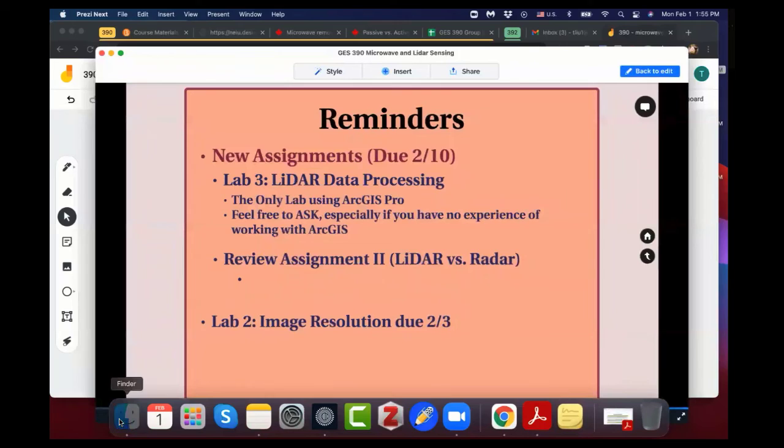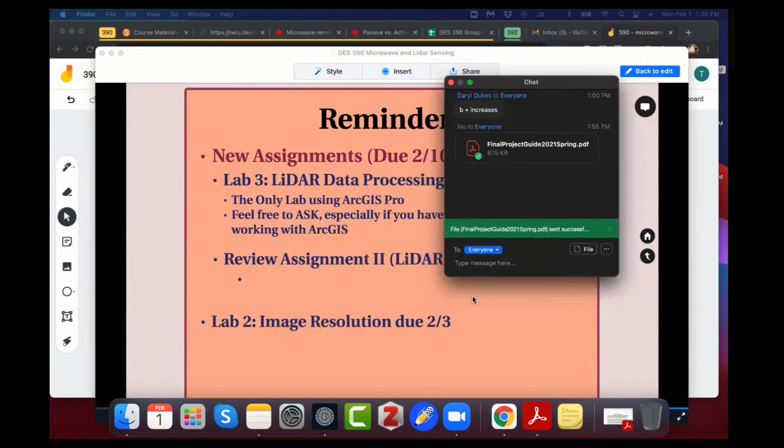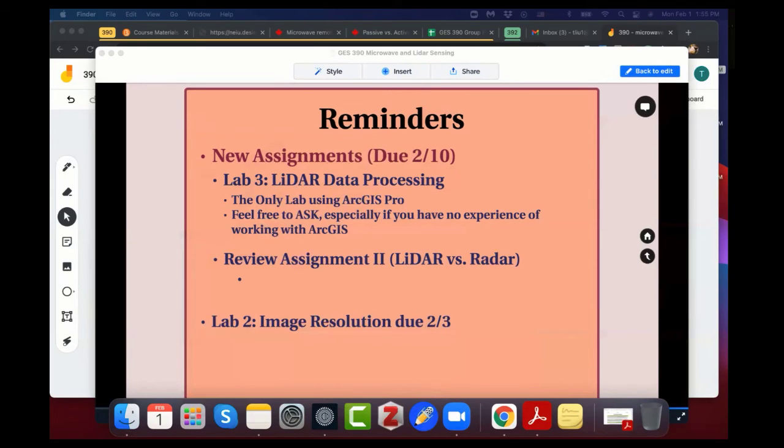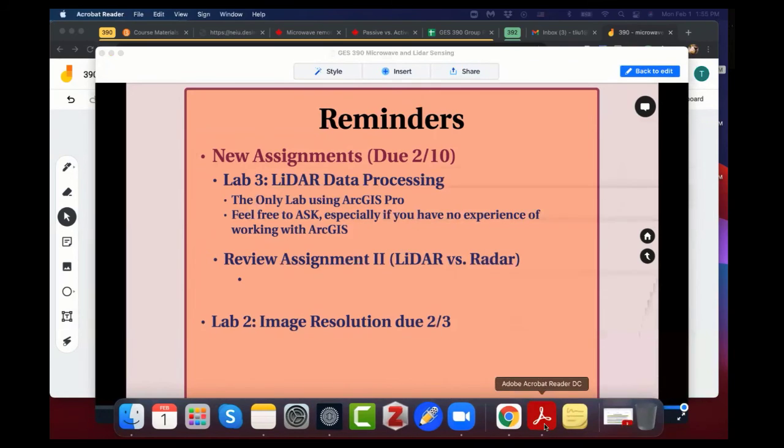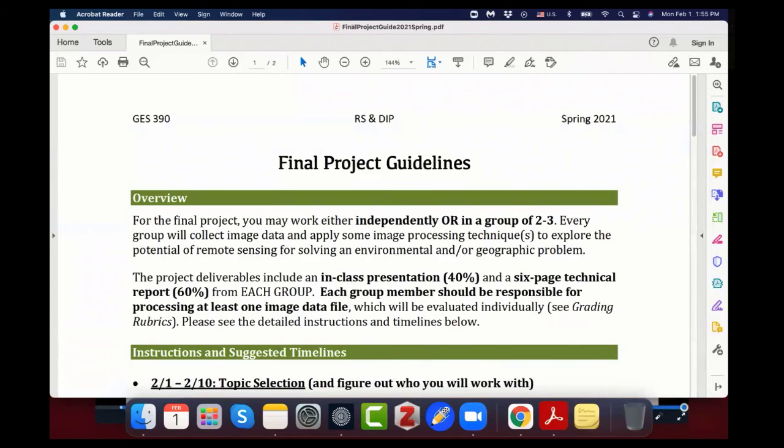let's talk about the final project. The final project guidelines are posted on D2L, but I'm also sending you a copy of the PDF version in the chat so that you don't have to log on to D2L. Let me bring up my, I think it's here.